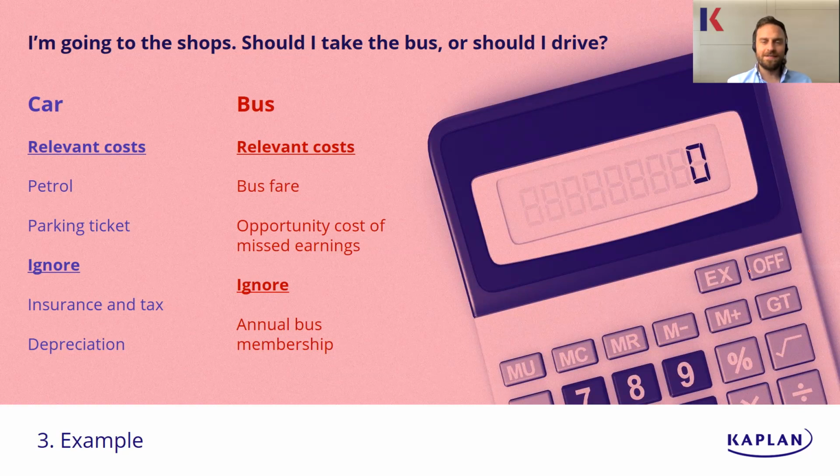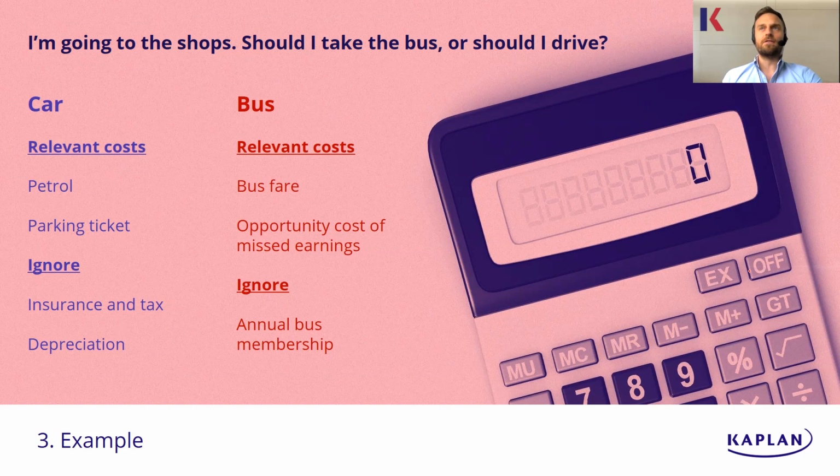We then potentially want to include this opportunity cost of missed earnings. Now, I just threw this in here just to hopefully illustrate this point. The bus, I'm assuming, will take longer than driving to get to the shops. So let's say the bus takes an extra hour compared to driving. By the time you've waited at the bus stop, the actual journey takes longer. You have to wait a while for everyone to get on and off and so on. So let's say it takes an extra hour to take the bus.